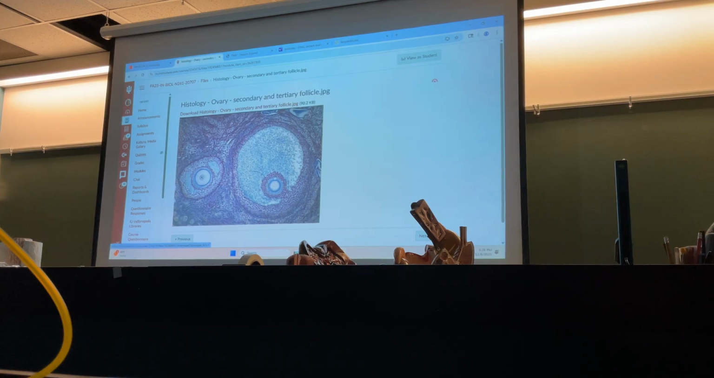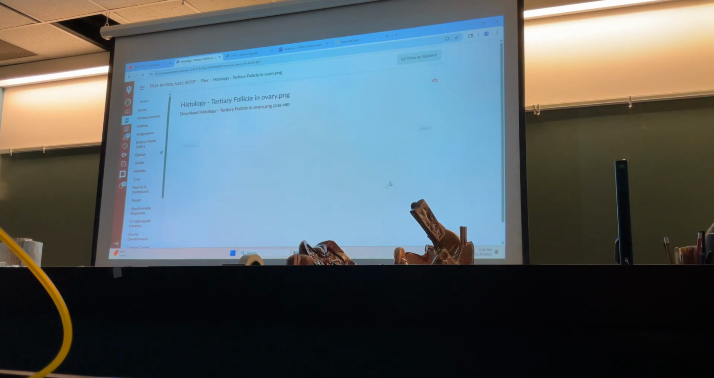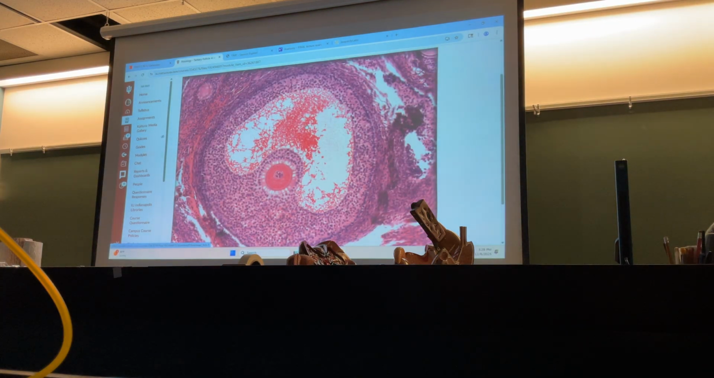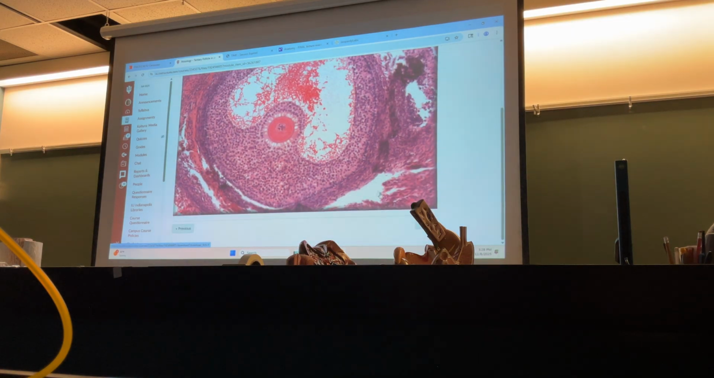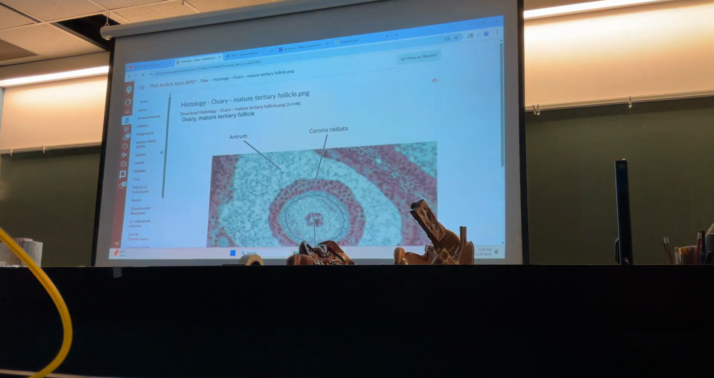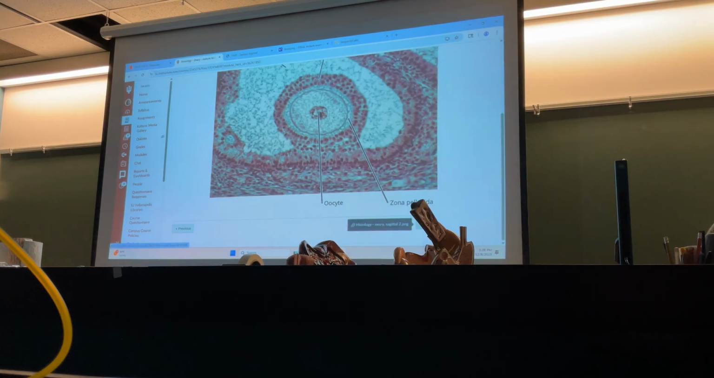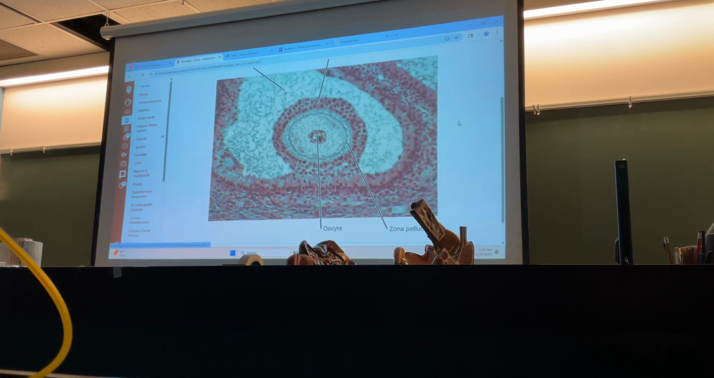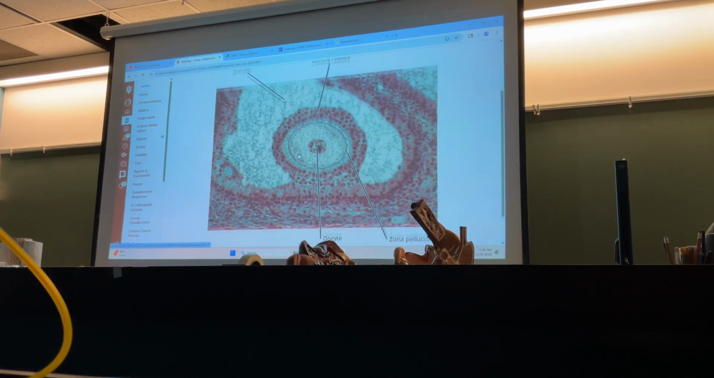Here we have the corona radiata, and then we have our secondary oocyte. Again, same thing, just a different image. What is this called? The antrum. There's our oocyte at the center. Then this layer of cells right here, they call that the zona pellucida. I haven't really asked that many times. Corona radiata is definitely a fair question. It's harder to get this to be distinguished.